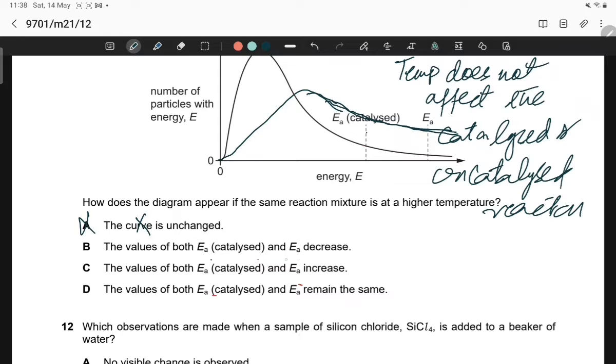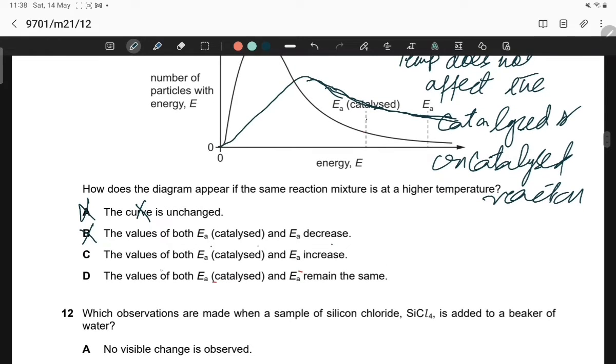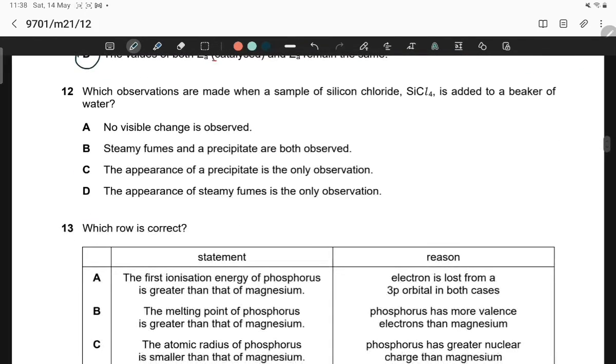The value of both EA decreases, so this is also incorrect because temperature does not affect the catalyzed or uncatalyzed reaction. The activation energy of catalyzed and uncatalyzed increases, so this is also incorrect. The value of both EA remains the same, catalyzed and uncatalyzed, so this must be correct. D is correct. Which observations are made when a sample of silicon chloride is added to a beaker of water?